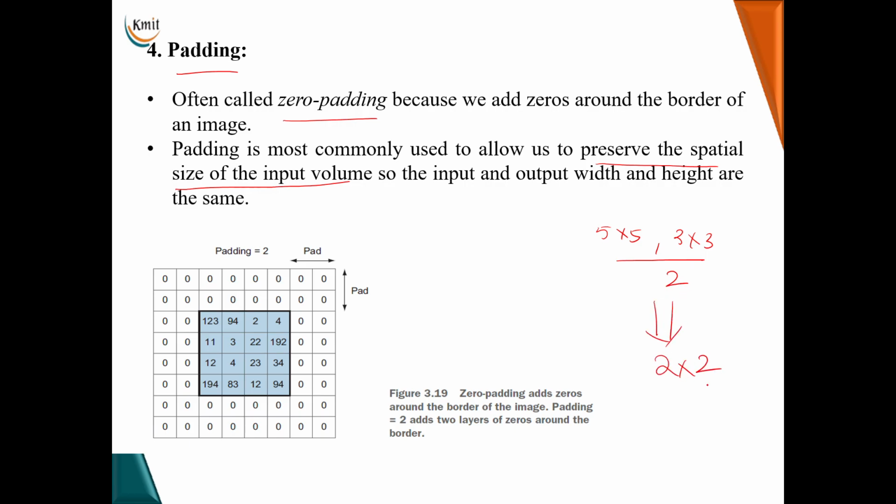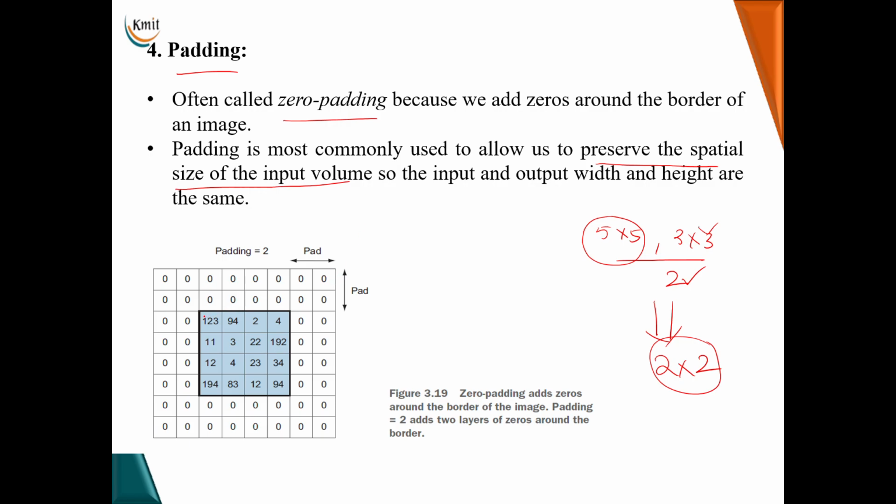5 by 5 image got reduced to 2 by 2. That is, the original image is 5 by 5. When the convolution operation is performed with all these parameters, I got the image reduced to 2 by 2. So there might be a possibility of a reduction in the spatial size, or there might be a possibility of missing some features or corners or edges of the images. So to avoid this reduction in the size of the image, we go for this method called padding.